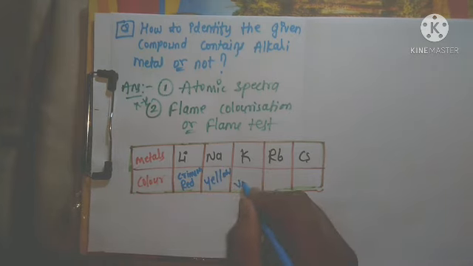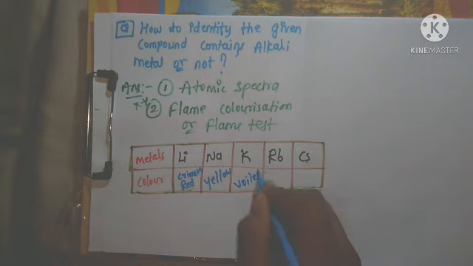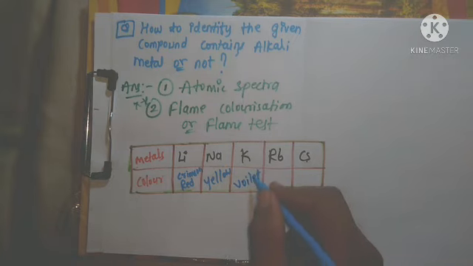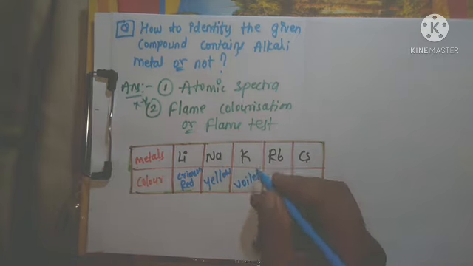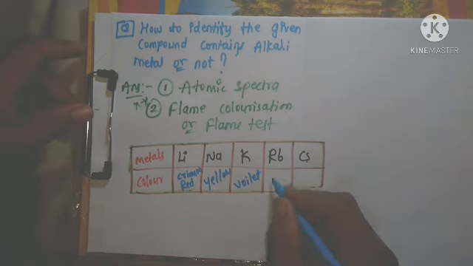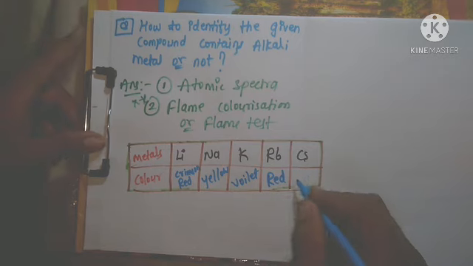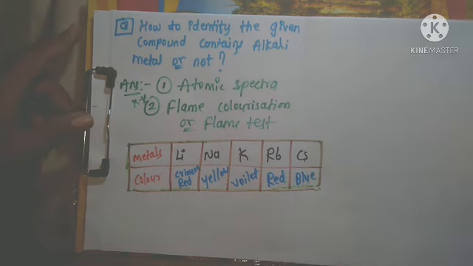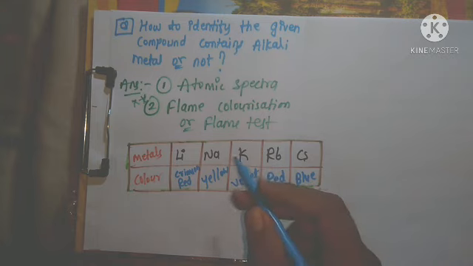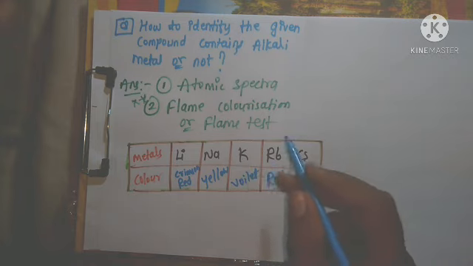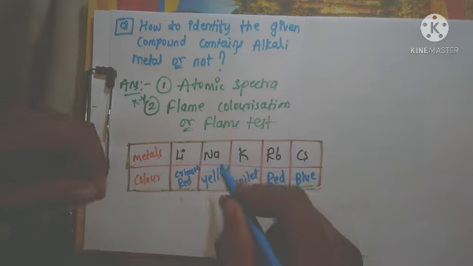When it changes to violet, then the given compound contains potassium. When it changes to complete red, then it is rubidium. When it changes to complete blue, then it is cesium. In this way, by using the flame test, we can identify whether the given compound contains an alkali metal or not. It is also one of the best methods.